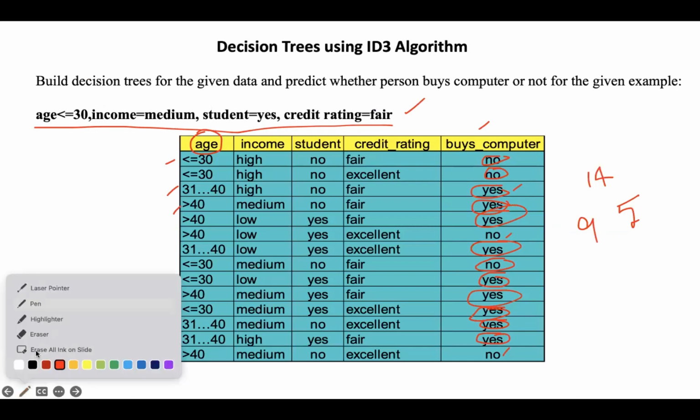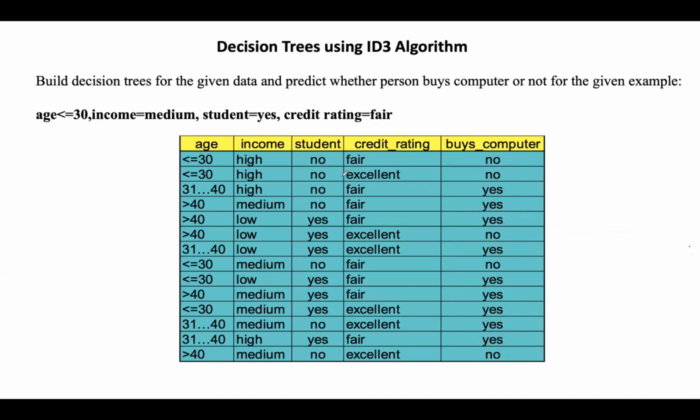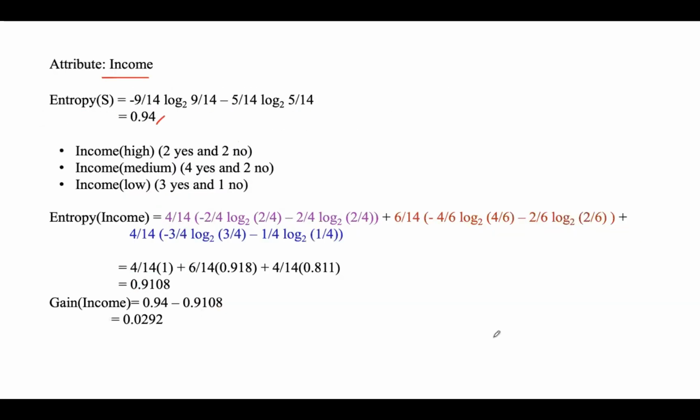Let me erase this part. Okay, so first take the high income category: 1, 2, 3, 4. Out of 4, the number of no's is 1, 2, and yes is 1, 2. So 2 no's and 2 yes.